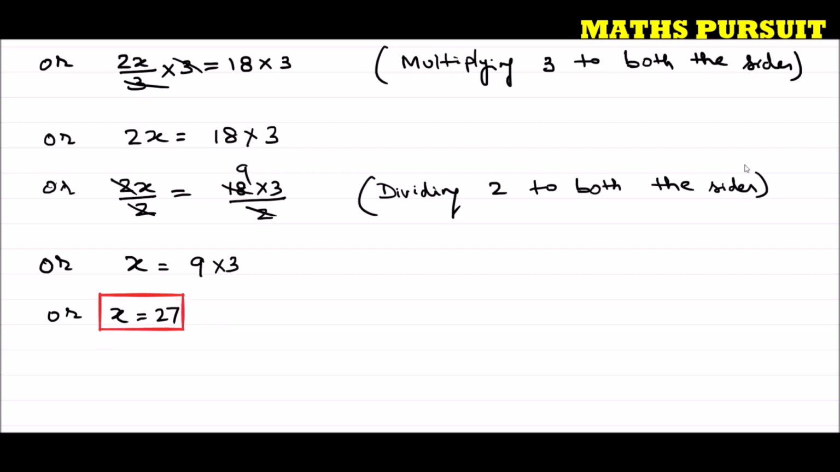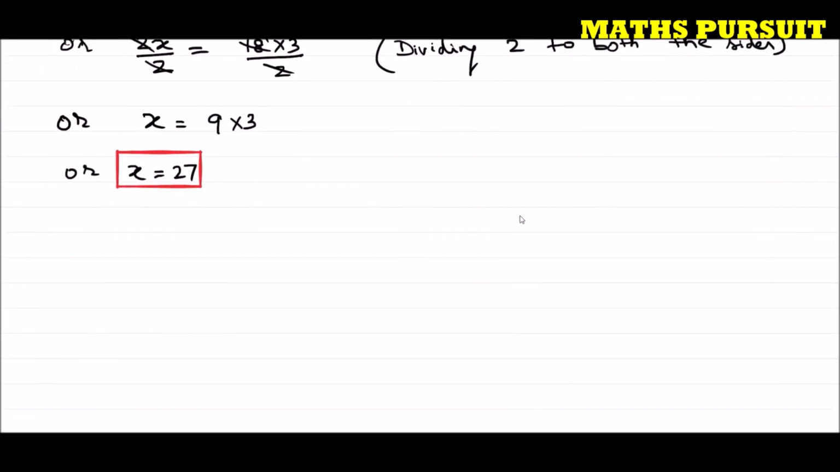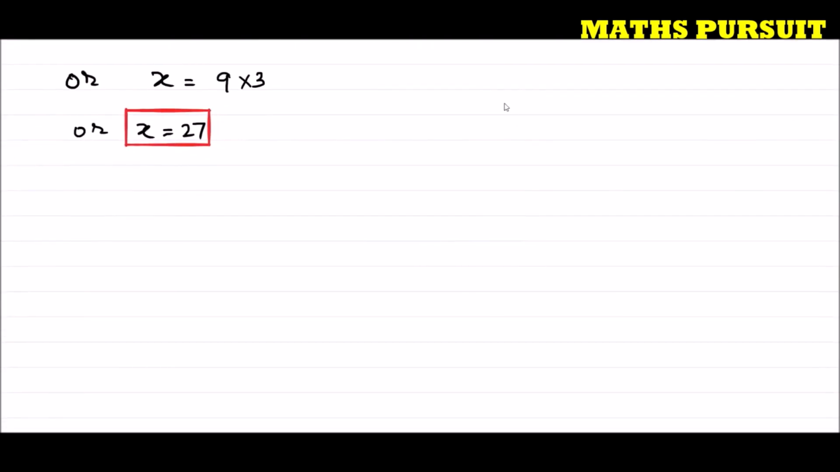Now, after getting the answer, let us check our answer, whether x is equal to 27 is correct or not, so that we can confirm whether the answer that we got, x is equal to 27, is correct or not. Here we are going to do a quick check. How will we do a quick check? The question has given us what?